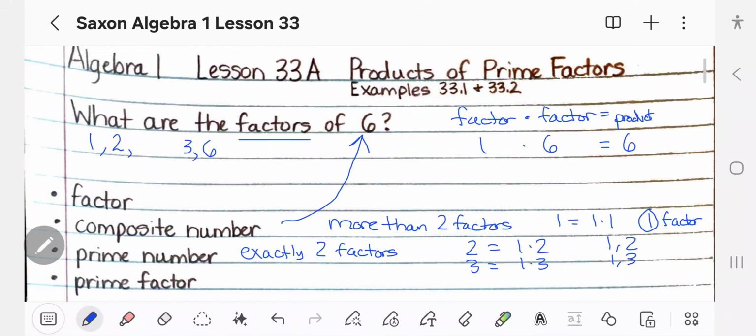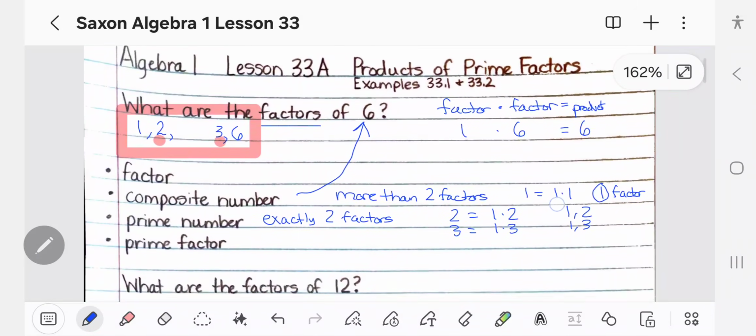Now, they also talk about a prime factor in this lesson, and a prime factor would be factors that are prime. Let's look at what I mean here. Let's go back and look at 6. Those are all factors, but which of them are prime factors? Well, the prime factors would be 2 and 3. You're going to be using all of these different terms in this lesson. I think it'll become more clear as we go.